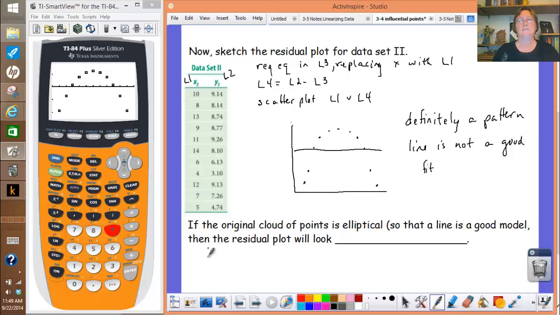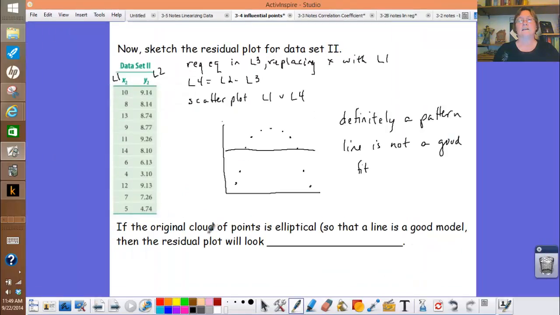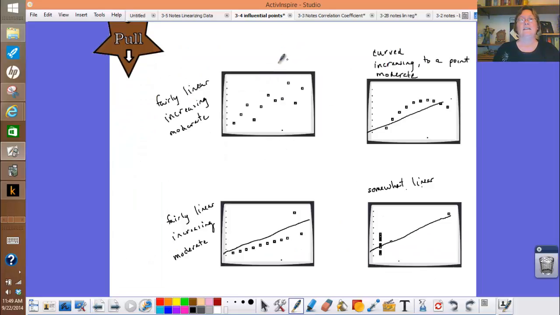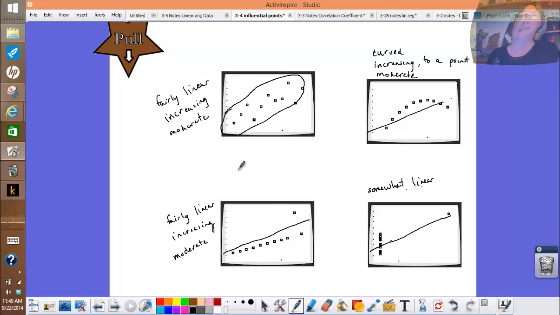All right, and a good rule of thumb to think about is this. If the original scatter plot, if the cloud of points is elliptical, if you can draw an oval around the original plot, the residual plot should look random. Totally random. I'm going to back up one more time and demonstrate what we're saying. If you can draw an oval that fits around the cloud of points, that means that usually a line is a good model. That's it for us today. We'll talk about this a little bit more in school.